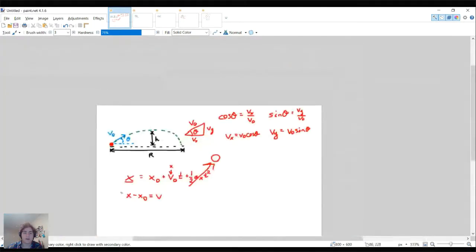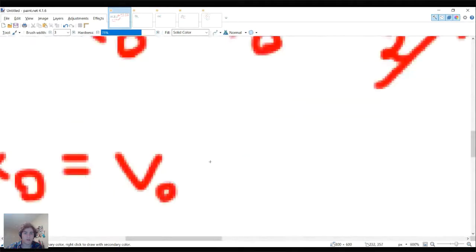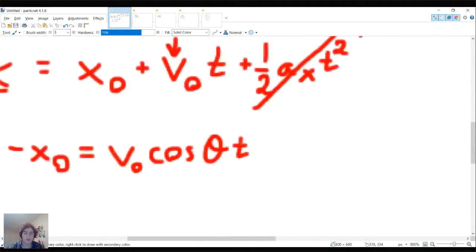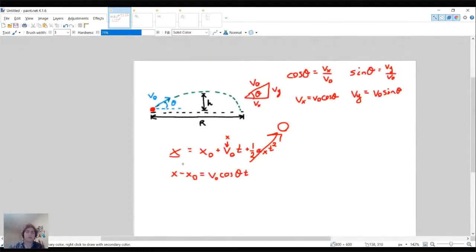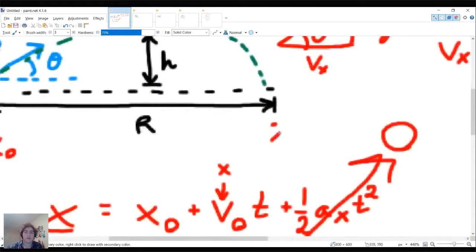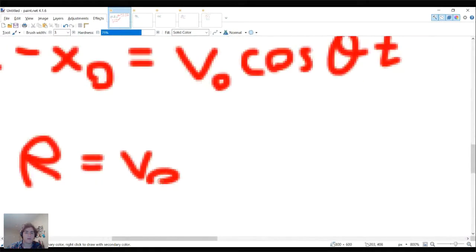So now we have the initial horizontal speed, so we can plug that in here, and we get v0 cosine theta times t. But what's this quantity right here? This is displacement, right? So if this is the initial position right here, x0, and this is the final position there, x, that distance is just r. So we have r is equal to v0 cosine theta times t.